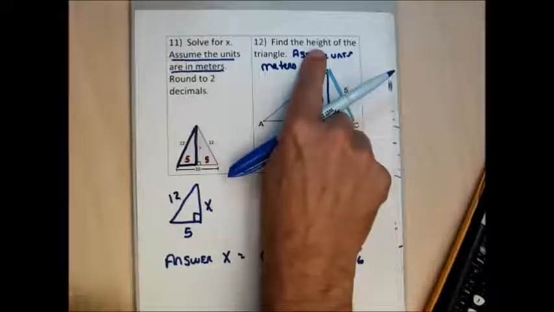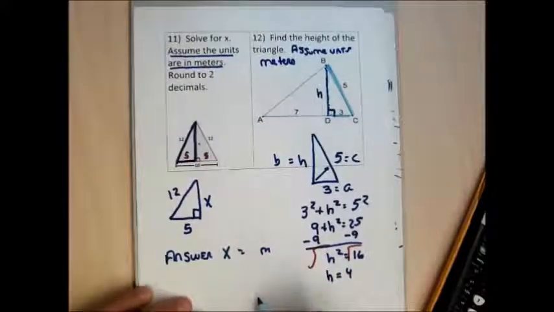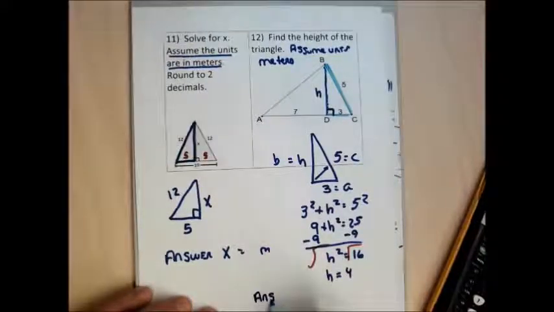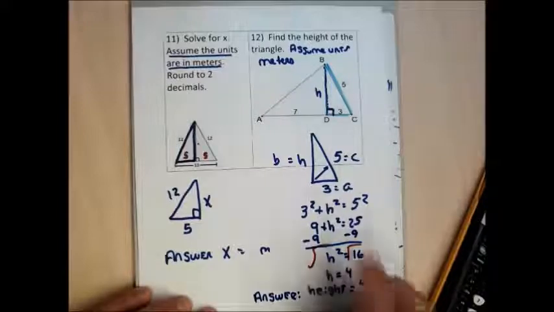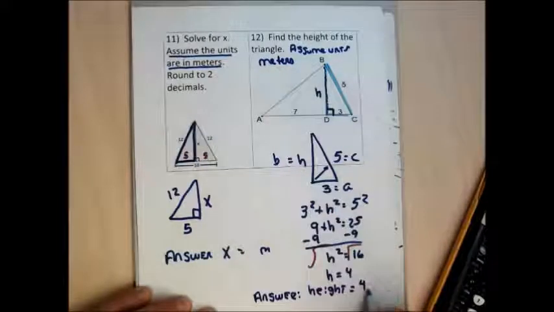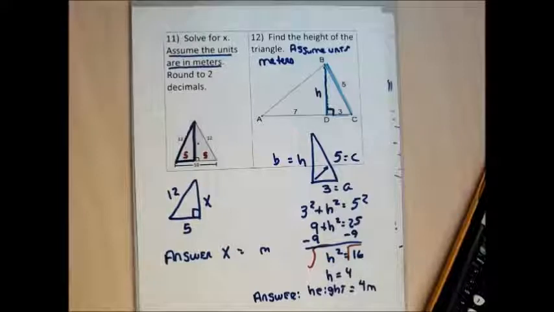I'm going to just say height equals for my answer. I could say h, it would be fine because h generally stands for height. But since I was asked to find the height, I'm going to say the height equals 4, and then I'm going to put these units on that I kind of snuck in after the fact.